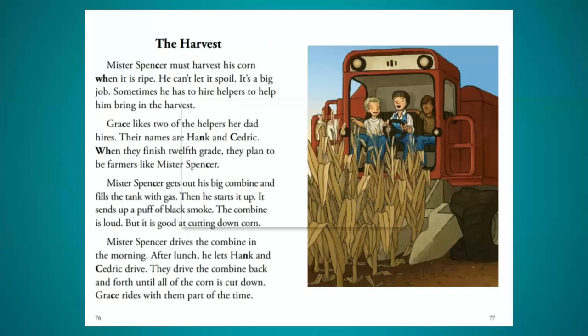Spencer. Mr. Spencer gets out his big combine and fills the tank with gas. Then he starts it up. It sends up a puff of black smoke. The combine is loud, but it is good at cutting down corn. Mr. Spencer drives the combine in the morning. After lunch, he lets Hank and Cedric drive. They drive the combine back and forth until all of the corn is cut down. Grace rides with them part of the time.